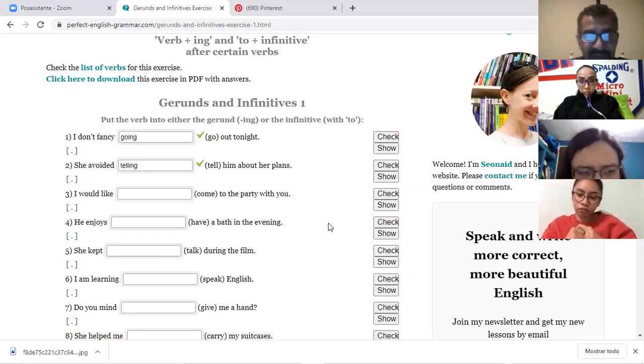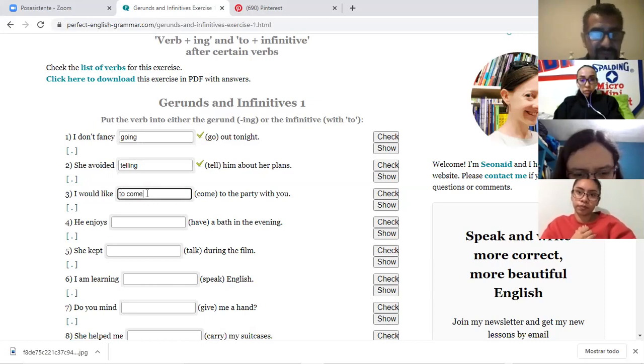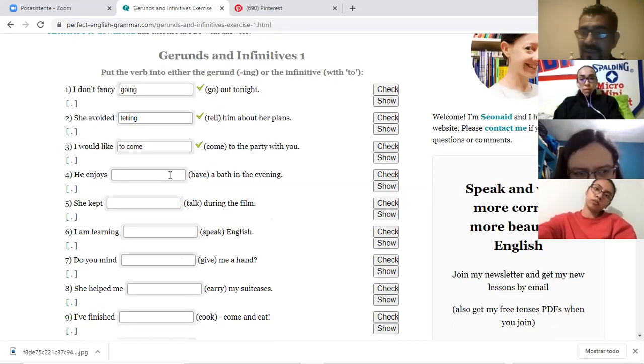Okay, Ale, number 3. I would like. Sería infinitivo, ¿no? Tell me the answer. To come to the party with you. I would like to come. And the answer is correct. Very good. All right.